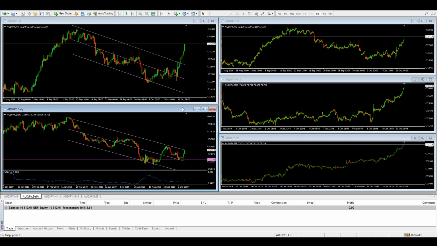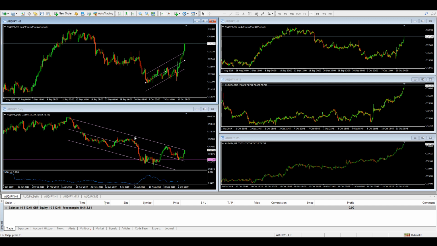AUDJPY, again, a lot of these breaking structure on the lower time frame. So immediately what popped out here on the AUDJPY is that break of structure again. So rather than these lower lows, lower highs, you can see it's broken out of our standard deviation, starting to make higher highs and potentially higher lows as well. So it still makes sense.